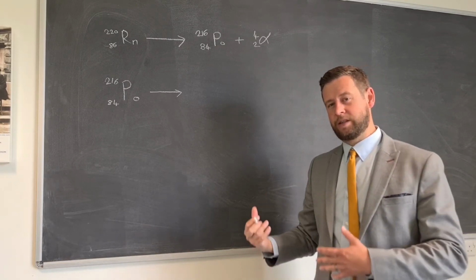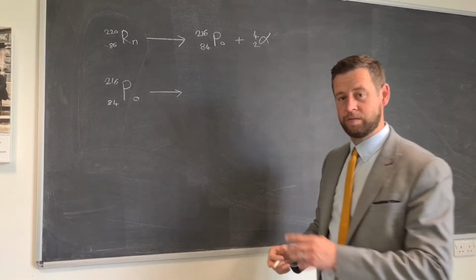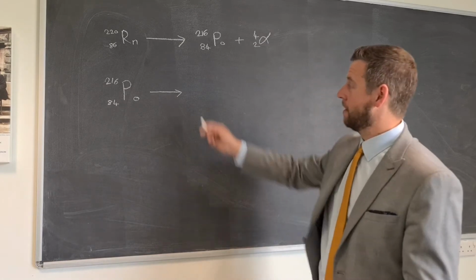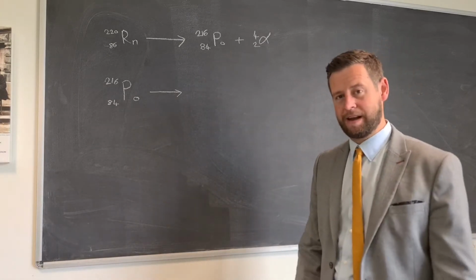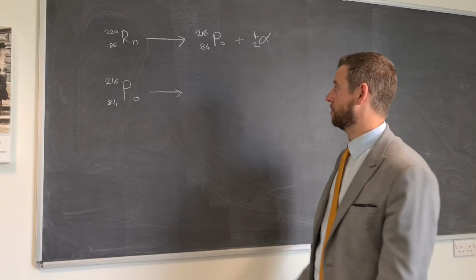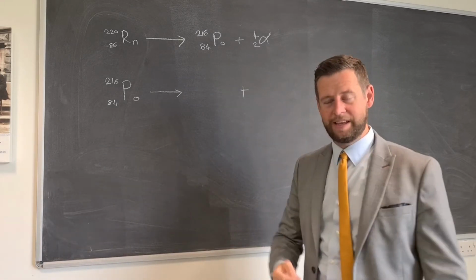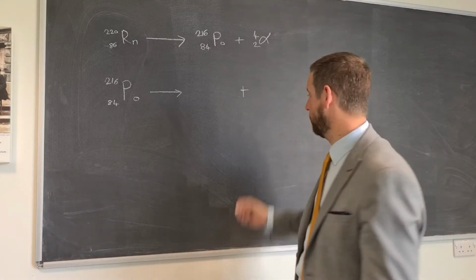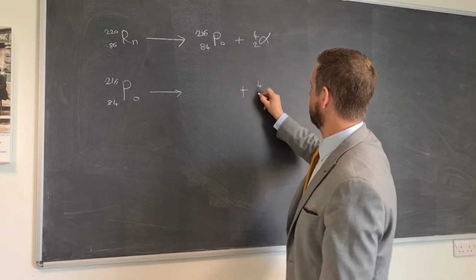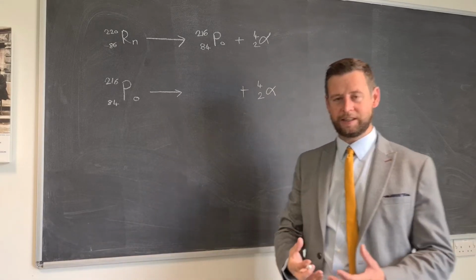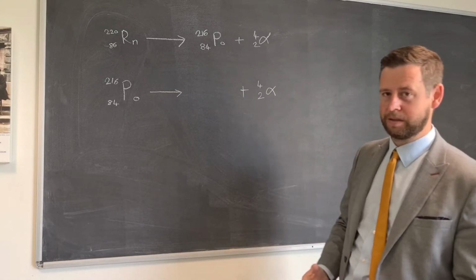Now, these decay equations are really powerful because we can use them to make predictions about what might be produced if something underwent a decay. This polonium does not hang around very long. It very quickly turns into something else, and it does this through the emission of another alpha particle. So the first thing we can do is put in an alpha particle. Now, the alpha particle isn't subject to change. It's always 4 at the top and 2 at the bottom.